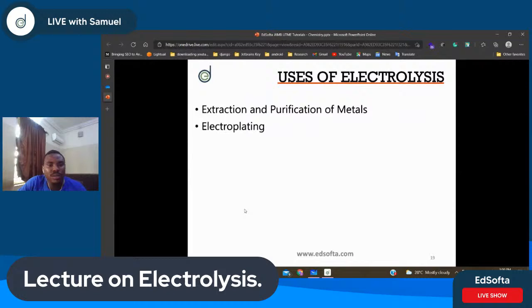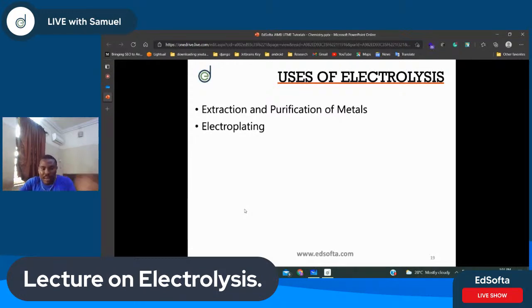Then the last use is electroplating. Electroplating is just like you have your metal, iron, but you don't want it to rust, and you know that iron rusts. Now, instead of using a very expensive metal like silver just because you don't want it to rust, you can coat these metals. And how do you coat the metals? You can coat the metals by using electrolysis.